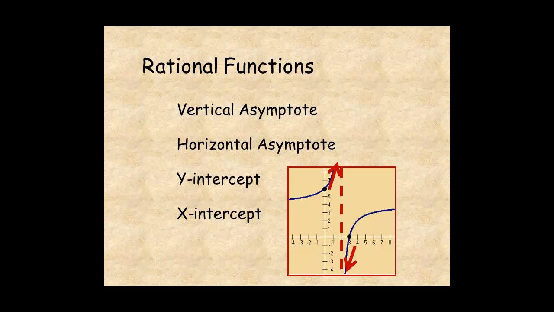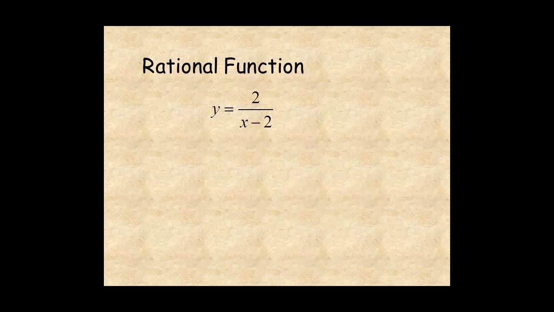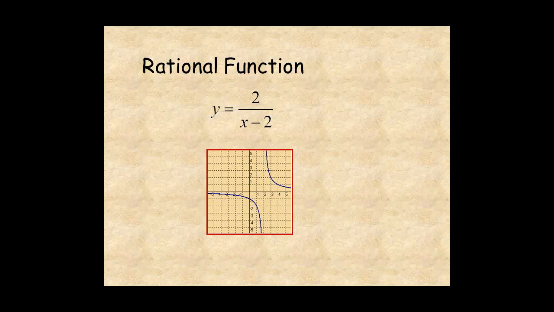The horizontal asymptote is a horizontal line. The graph approaches it away from the VA, curving down from above or up from below. The y-intercept is where the graph crosses the y-axis, and the x-intercept is where the graph crosses the x-axis. This lesson shows how to graph the rational function y equals 2 over x minus 2 and variations of the function.